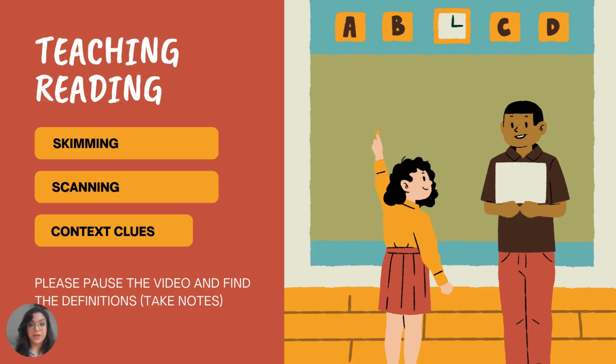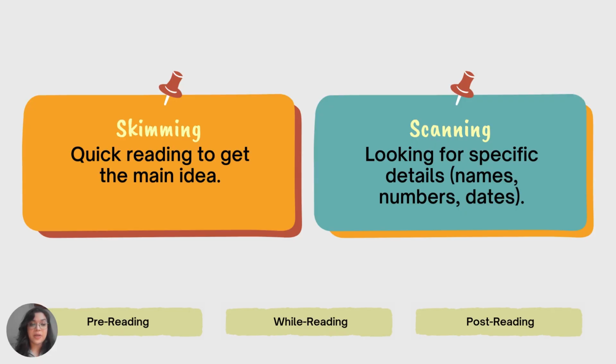Okay, I believe you already paused the video. Let's continue. The first thing I want to review is the different terms you can find for skimming and scanning. Remember, this is based on education. For skimming, we have a quick reading to get the main idea. Remember, general terms. And when we go for scanning, we're looking for specific details: names, numbers, dates, facts, different aspects inside the readings. Now, remember that the structure that we're using is pre, while, and post. This is just a review from what you were searching right now.